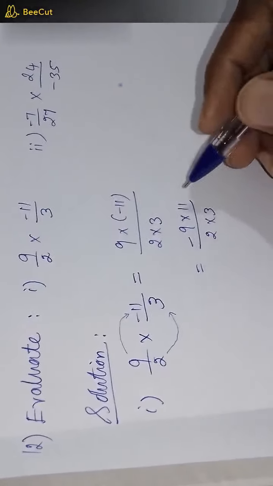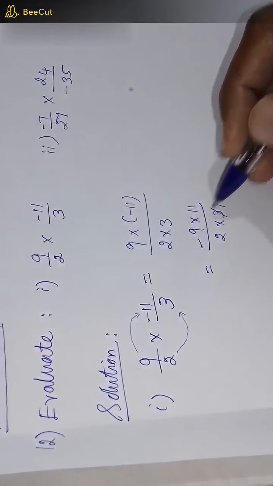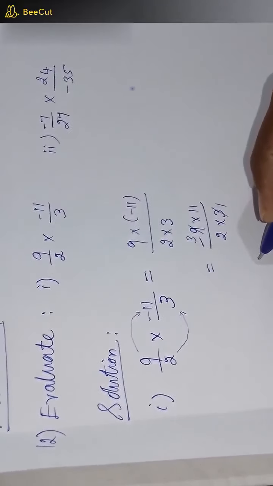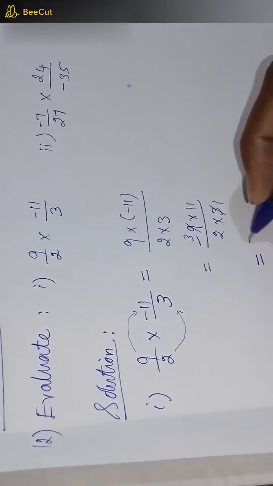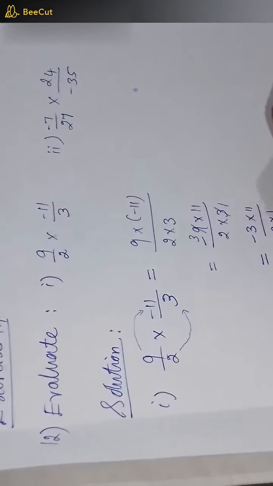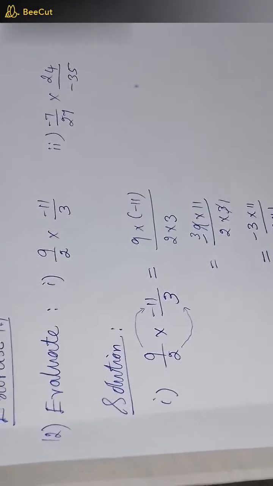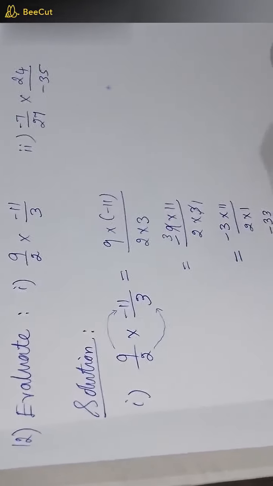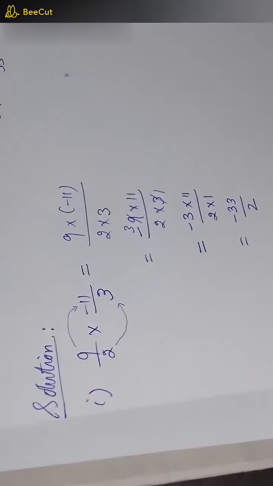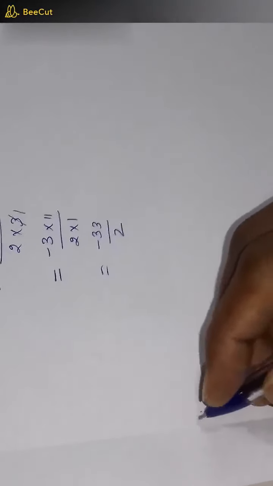So now what we can do is, we can cancel this 9 and 3. 1 3 is 3, 3 3s are 9. Okay, so that can be written as minus 3 into 11 divided by 2 into 1. So that is equal to minus 33 by 2. Minus 33 by 2. Right? Okay, fine. Now come to the second part.